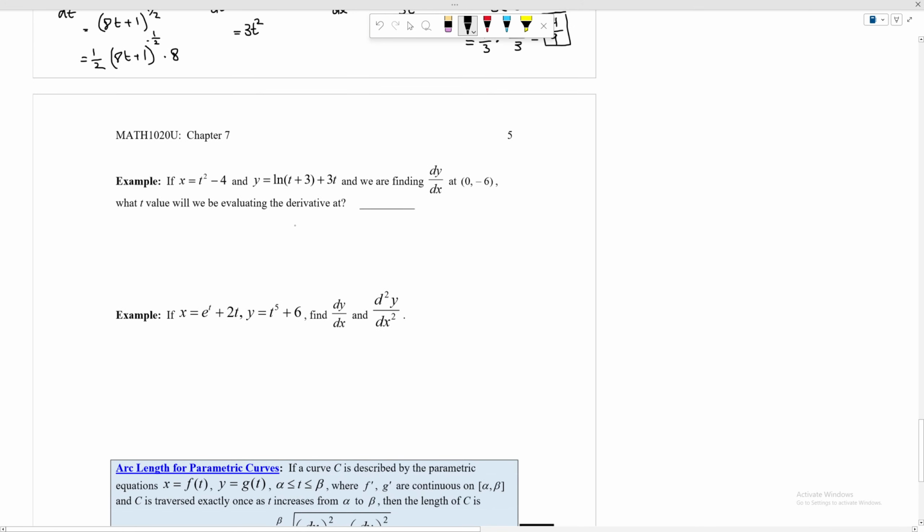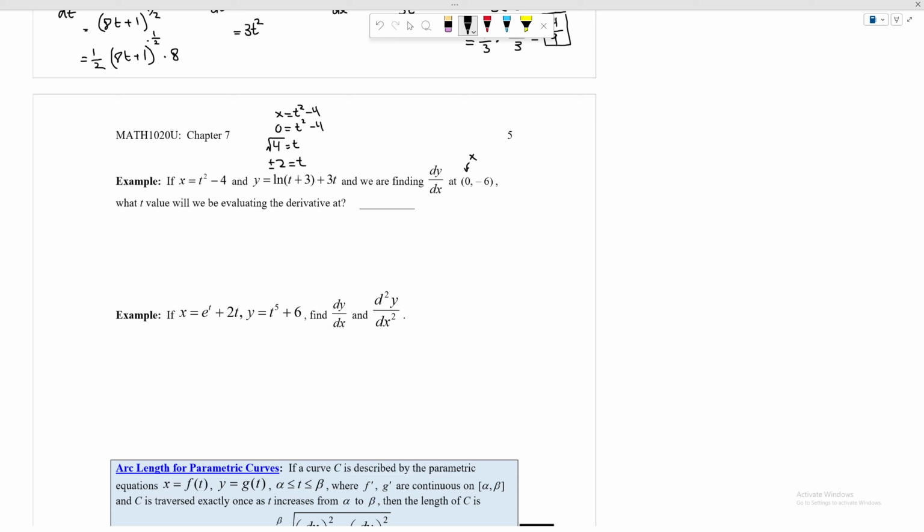Okay, so here it's saying if x equals t squared minus 4 and y equals ln of this, we are finding this at that point. What t value will we be evaluating the derivative at? So like we said, you would sub it in. Up here, x equals t squared minus 4, and then when x equals 0, what is my t? That would be plus or minus 2. Now, which one is it?